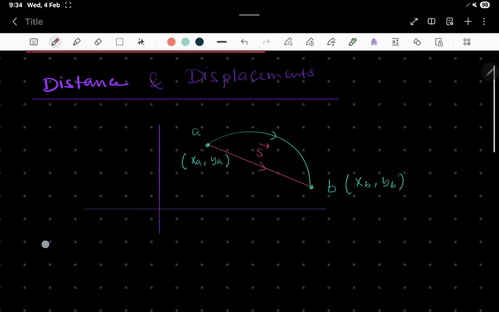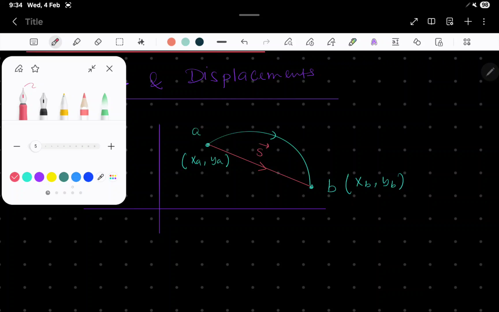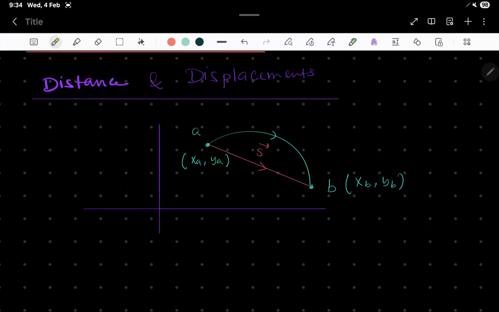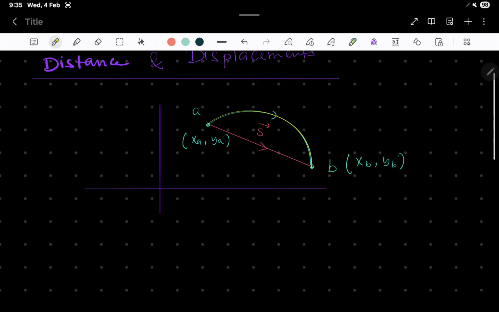Now the next one is distance. Distance is the length of the path traversed. This is the path through which the particle has moved, and whatever its length, use a tape to measure it, and whatever you get will be the distance of the particle. When a particle is moving, distance keeps increasing, because the length of the path traversed keeps increasing.